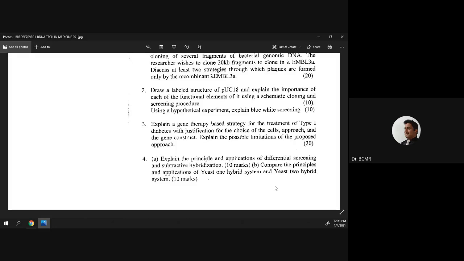In this case, we will need to make two hybrids. That is, one protein fused with the activation domain, another protein fused with the DNA binding domain of the gal4 transcription factor. You have to remember those specific details.